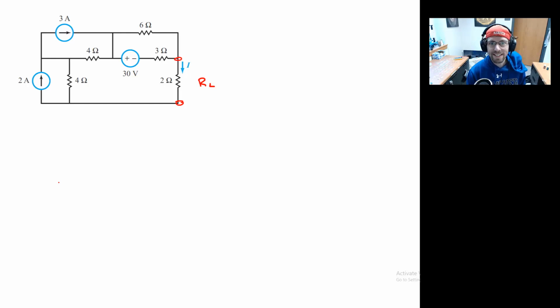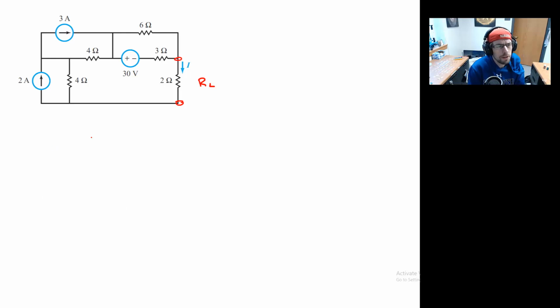You got it? Good, good, good. Sometimes it's going to take a little while, especially with these more complicated looking circuits. It takes a little while to get a sense for where things are. And it also takes a little bit of practice to understand when something's in parallel and when something's in series. Okay, so let's go ahead.